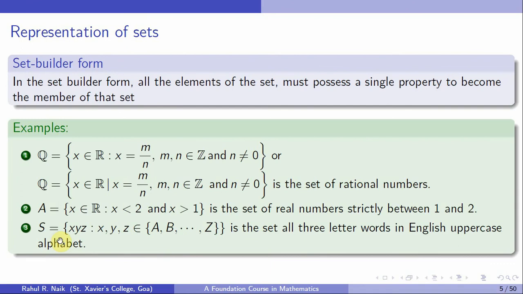Same way, now here this set S is a set of all the elements of the form xyz, the product xyz, such that this x, y, z is coming from the English uppercase A, B till Z. Now here you can actually list the elements, but there are many elements. This is a huge set, so it is better to write it this way. So this is a set of all 3 letter words in the English uppercase alphabet. All the combinations you could have listed, and you could have written in roster form, but the set builder form is a much more convenient and easier way to represent the set.